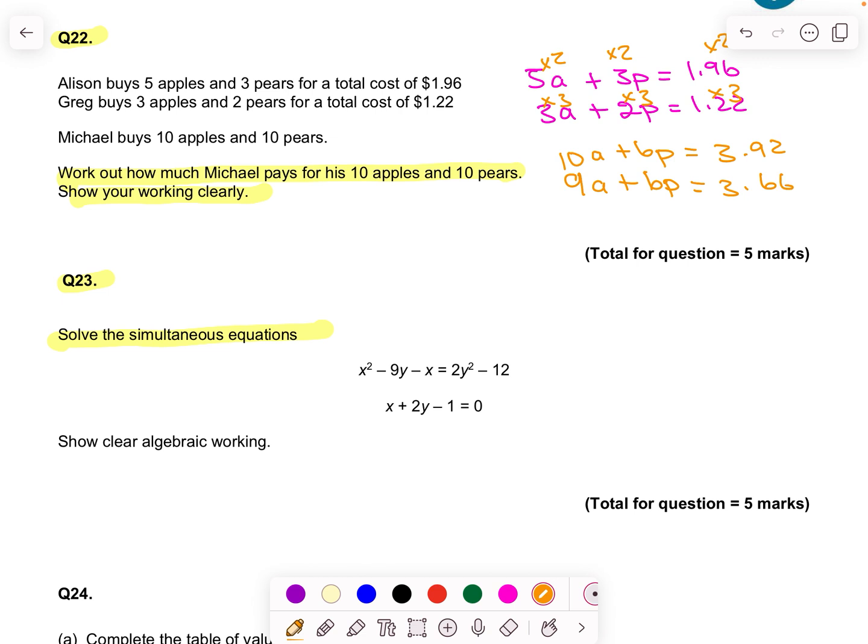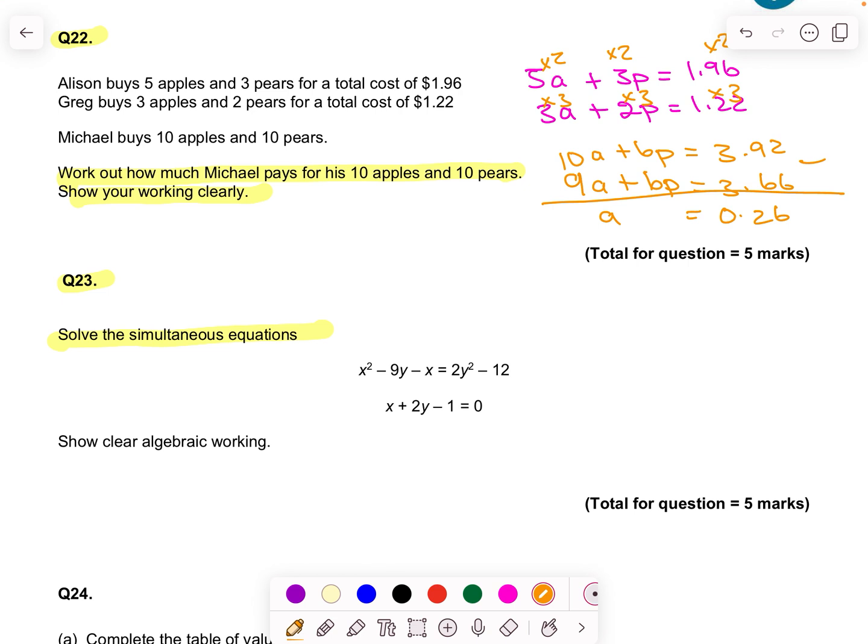Because the 6p's are the same sign, I'm going to subtract. 10a take away 9a is 1a. 6p take away 6p is 0, so that's gone. And then we've got 392 take away 366, which gives you 26p, or 26 cents in this case, because we're working in dollars.